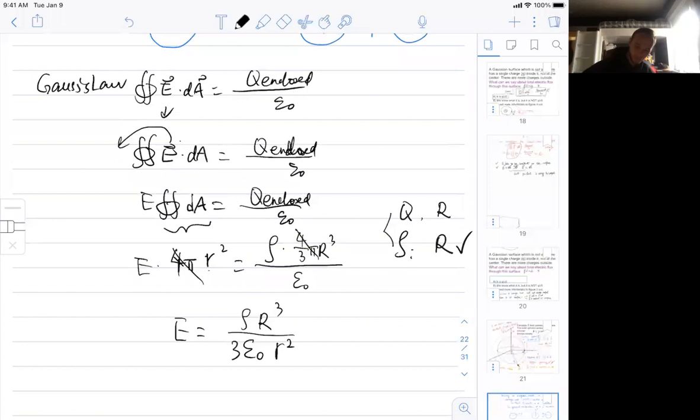This is a magnitude, but we already used our symmetry analysis. E is in the r hat direction. So add your direction for outside.